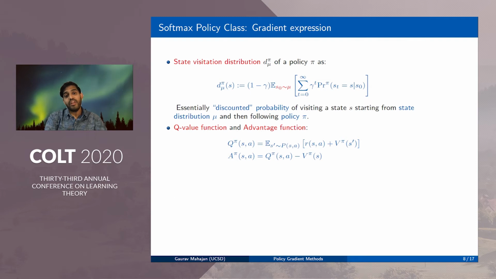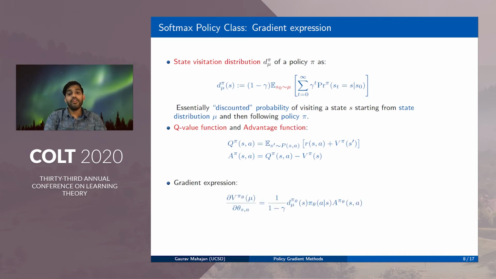So let's dig deeper into this issue and write the gradient expression for softmax parameterization. But before we do that, we'll first define some new notions. The first one is state visitation distribution, which is essentially discounted probability of visiting a state S, starting from some state distribution mu and then following the policy. Another notion we need is Q-value function and advantage function. Both are pretty standard in RL. Q function is the expected to-go reward when you start with state S, take action A, and then follow policy pi. Advantage function is just the advantage of taking action A in state S versus just following policy pi.